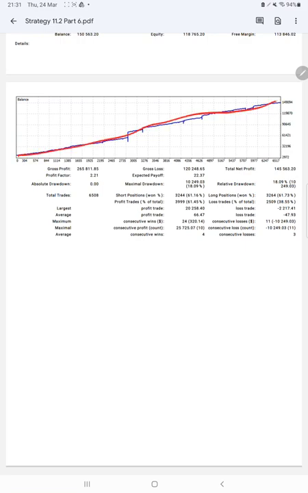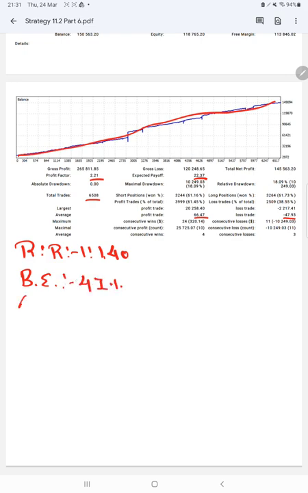The graph is constantly growing. Profit factor is 2.21. Total number of trades are 6508. Expected payoff is 22.37. Average profit and loss is 66 and 47, which means the risk reward ratio will be 1:1.40, and the break even point for the strategy is 41%. Comparing with the current account accuracy, which is 61%, we are almost up by 20% than the requirement.